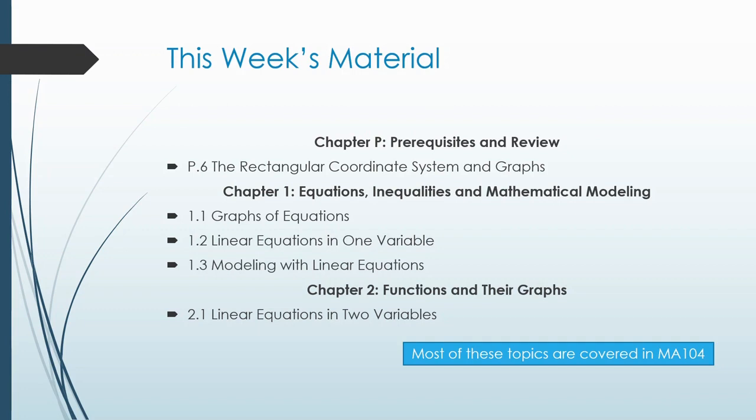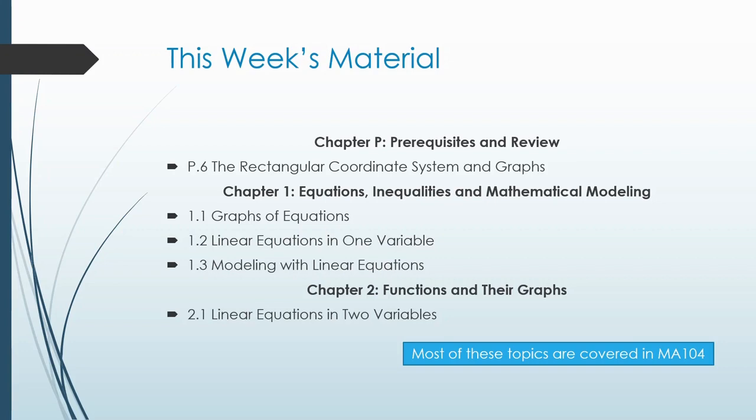So we are finishing up chapter P, which is the last section, which is P.6, the rectangular coordinate system and graphs. Then we're going to do the first 3 sections of chapter 1, which covers graphs of equations, linear equations of one variable, and modeling with linear equations. And then we're going to skip to the first section of chapter 2, which is linear equations in 2 variables.